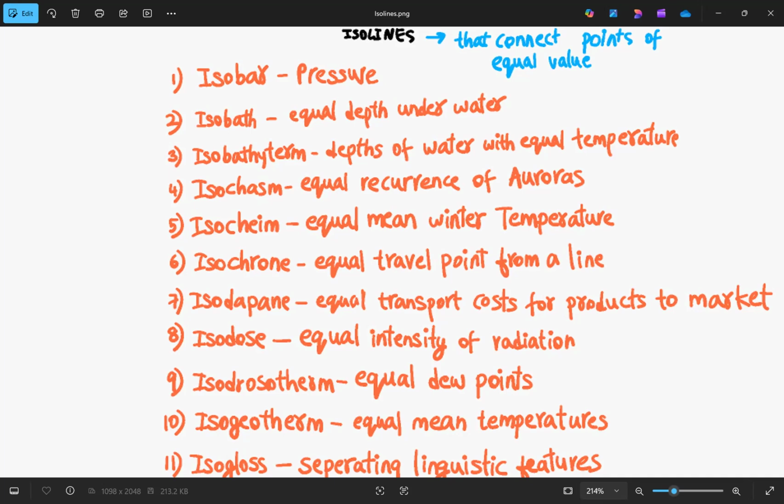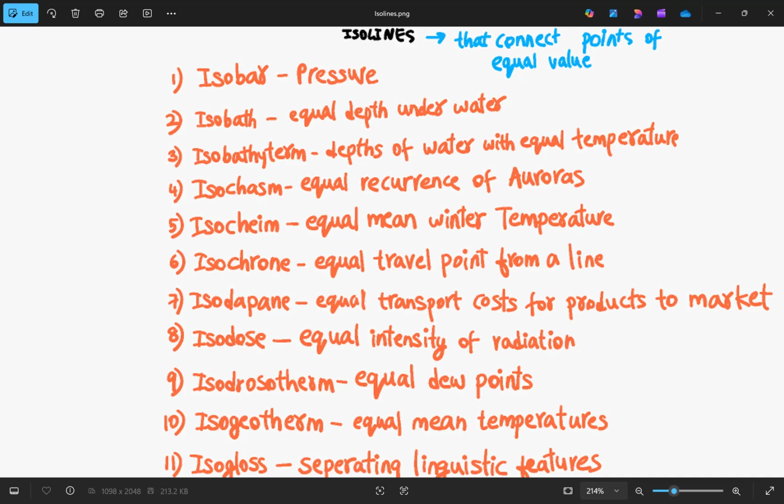Underwater, what? Equal depth underwater. So in the oceans, isobaths are the lines that have equal depth from the surface of the water or from the bed of the ocean. So isobaths are lines connecting equal depth underwater.